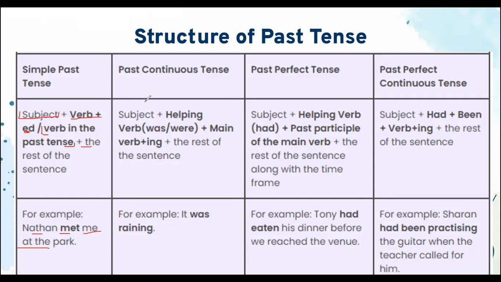Past continuous. It will be our subject, the helping verb, specifically was or were, then our main verb with ing, and the rest of the sentence. For example, here's our subject, it, helping verb was, main verb rain, ing: it was raining. Then the rest of the sentence, we can say for example, it was raining yesterday.